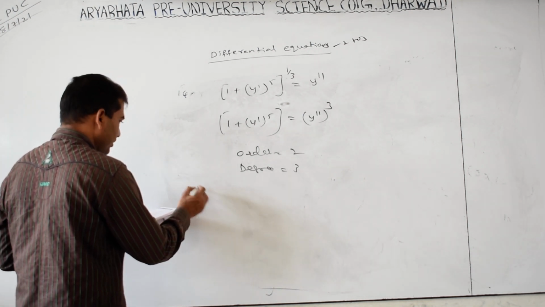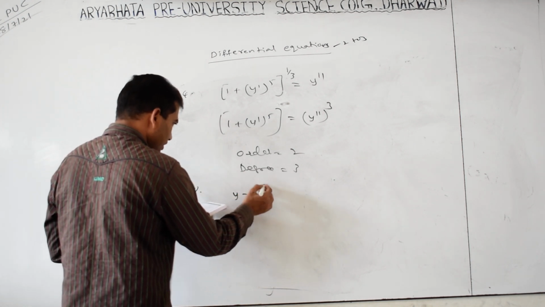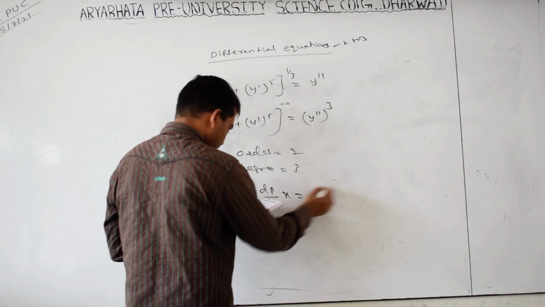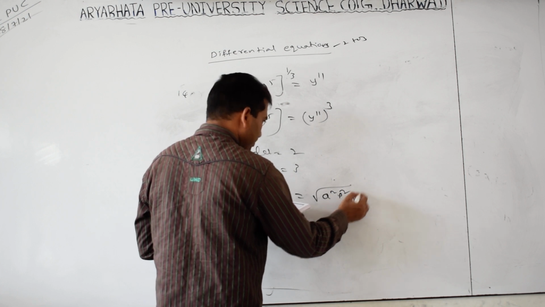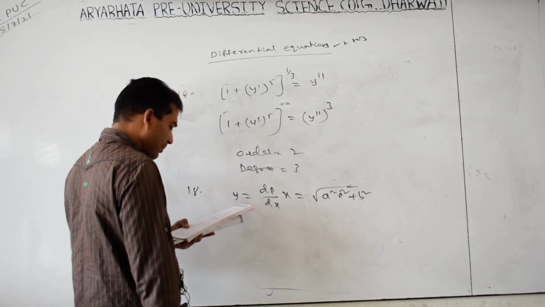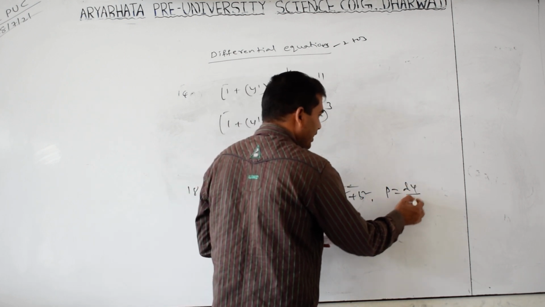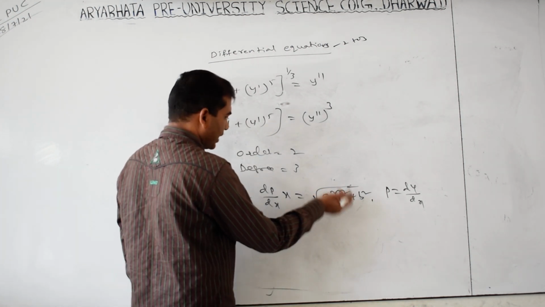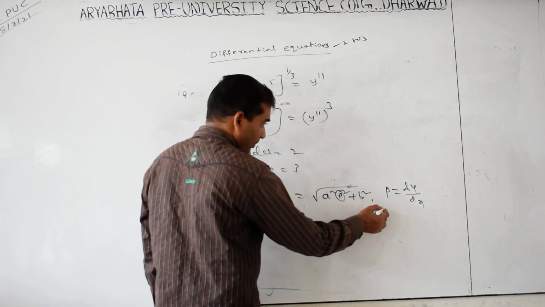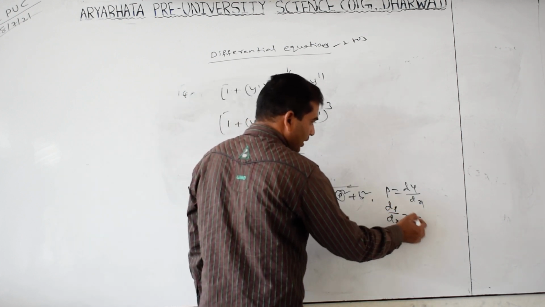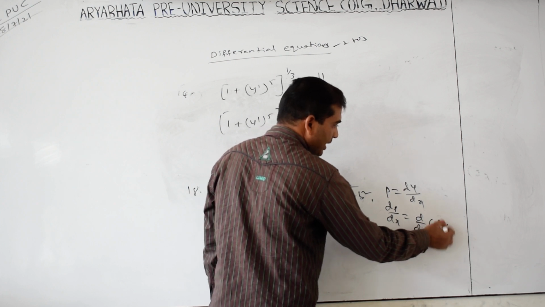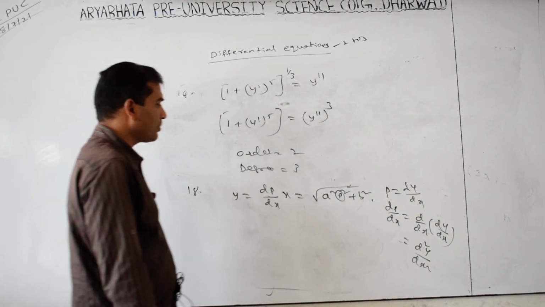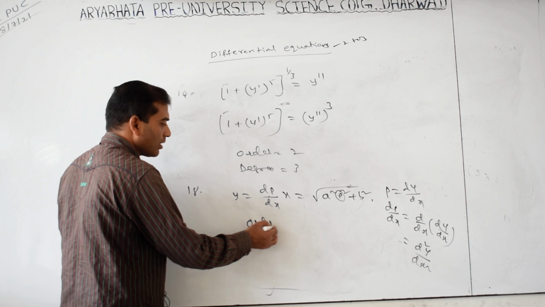Next, question number 18. The order and degree: y is equal to dp by dx into x equal to a square p square plus b square, where p is equal to dy by dx. Then what is the order? P equals dy by dx. Here dp by dx equals d by dx of dy by dx, which is equal to d square y by dx square. D square y by dx square means order is 2.